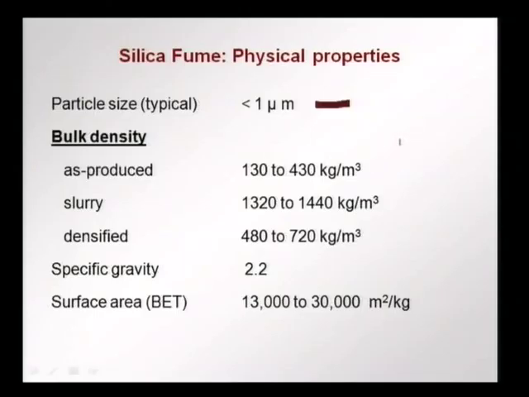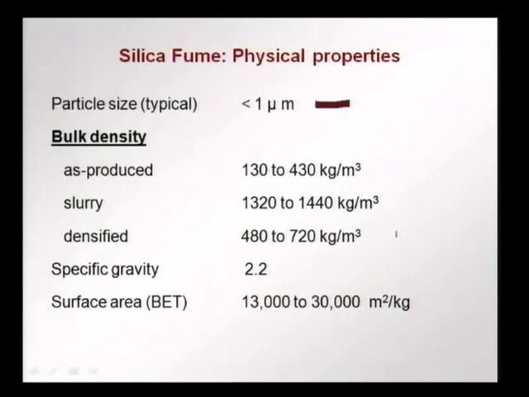Since it is a fine material, we find that the bulk density of silica fume is quite low. As produced, it can be as low as 130 to 430 kilograms per meter cube. Therefore, sometimes it is made into a slurry with water, say 50% as produced silica fume and 50% water. This facilitates pumping and the ability to transport more silica fume. However, we also are transporting a lot of water in this process. So, this is popular only when short distances have to be covered during transportation.